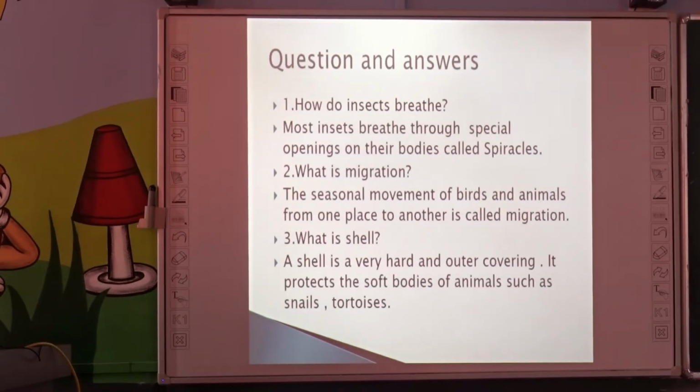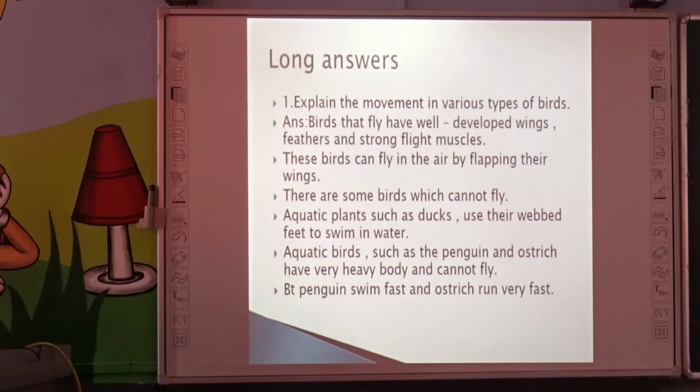How do insects breathe? Most insects breathe through special openings on their bodies called spiracles. What is migration? The seasonal movement of birds and animals from one place to another is called migration. What is a shell? A shell is a very hard outer covering. It protects the soft bodies of animals such as snails and tortoises. See the long answer.